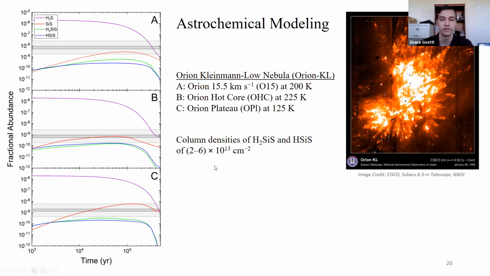And so the derived column densities here are high enough that these species should be detectable, and the rotational frequencies of both species are known. So their transitions could be searched for in spectral line surveys of Orion KL.